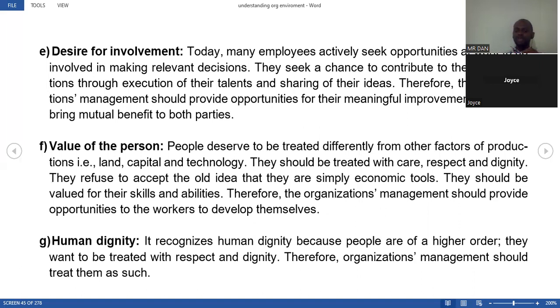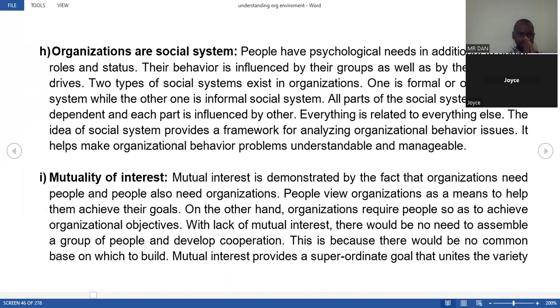Then we're also talking about human dignity. Human dignity recognizes that people are of a higher order and they must be treated with a lot of respect. So always ensure when you're working in an organization, don't lower yourself so that you lower your dignity. Once you lower your dignity, it means people will start not respecting you, and that might even change how you behave in the organization.